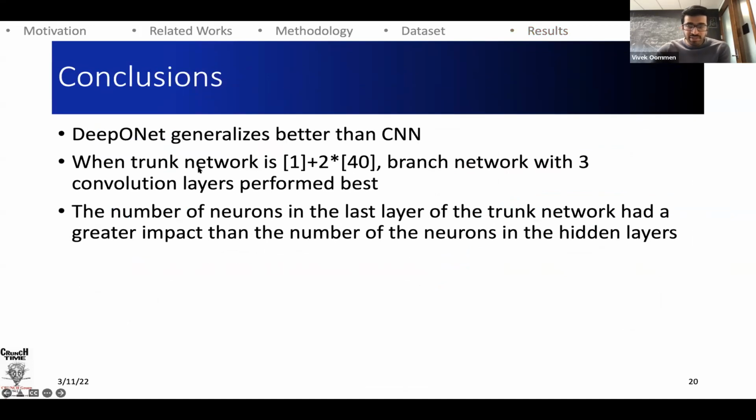So these are the conclusions presented by the authors. DeepONet generalizes better than the CNN. The trunk network has this architecture: input layer, output layer with 40, or the latent dimension, and one hidden layer with 40 neurons. The branch network with 3 convolution layers performed best. And the number of neurons in the last layer, which is the latent dimension, had a greater impact than the number of neurons in the previous layers.